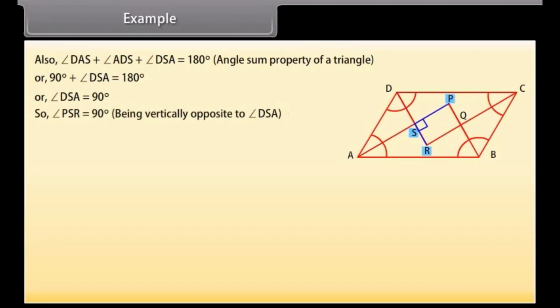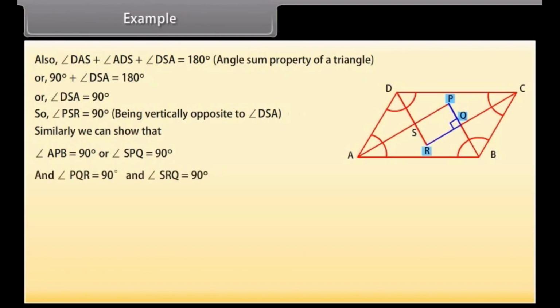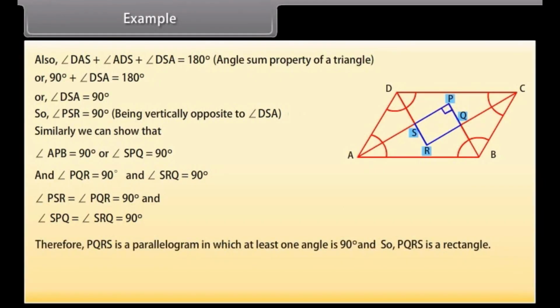So, angle PSR is equal to 90 degrees, being vertically opposite to angle DSA. Similarly, we can show that angle APB is equal to 90 degrees, or angle SPQ is equal to 90 degrees, and angle PQR is equal to 90 degrees, and angle SRQ is equal to 90 degrees. We can see here that angle PSR is equal to angle PQR, which equals 90 degrees, and angle SPQ is equal to angle SRQ as 90 degrees. Therefore, PQRS is a parallelogram in which at least one angle is 90 degrees, and so PQRS is a rectangle.